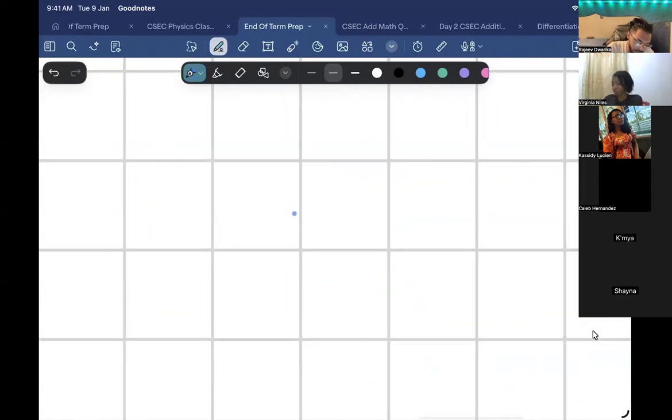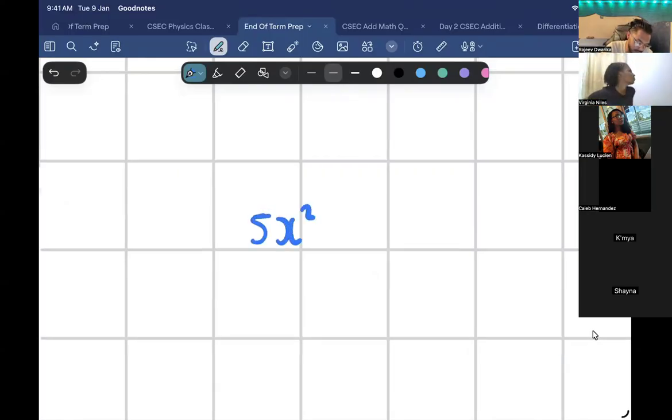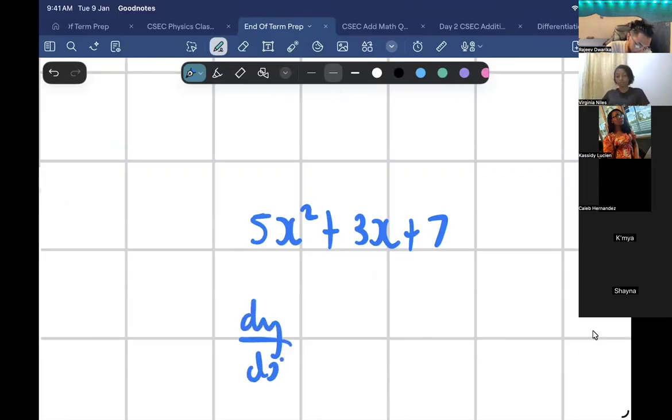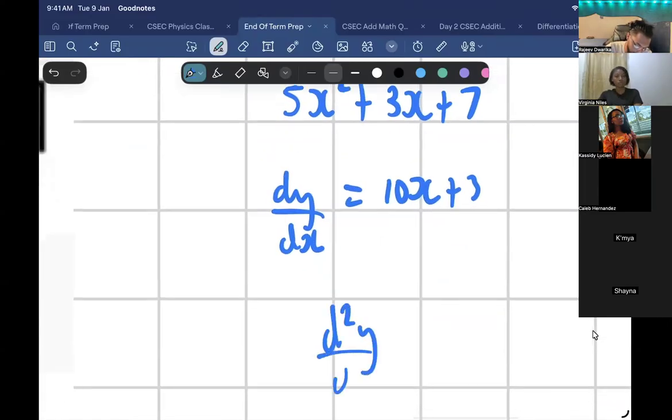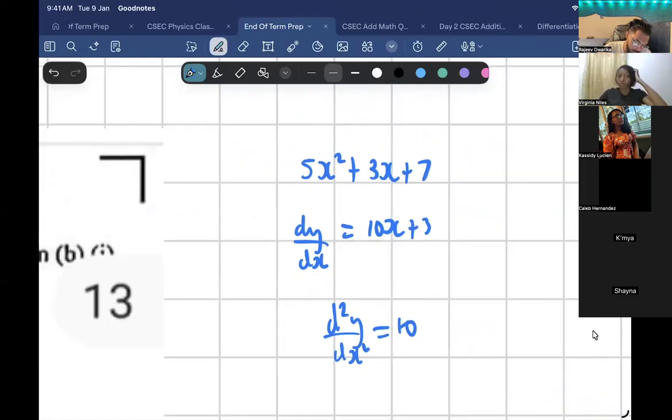Let me show you something, right? That is why they just say if it's negative it's a maximum and if it's positive it's a minimum, because it's the second derivative. So if you had 5x squared plus 3x plus 7, first of all, this only has one turning point because it's a quadratic. When you find dy over dx, you get 10x plus 3, and of course, when you find the second derivative, you just get 10. So the second derivative is positive, so that's why it's a minimum.